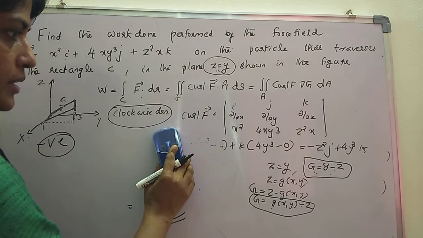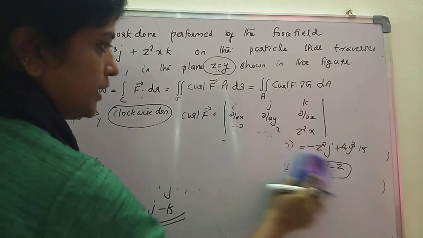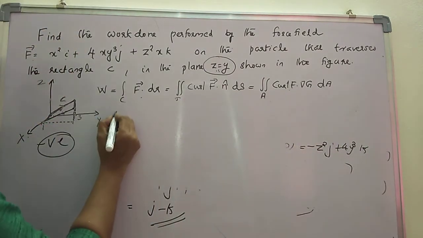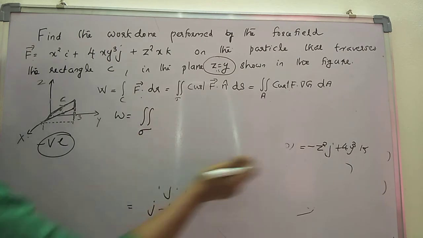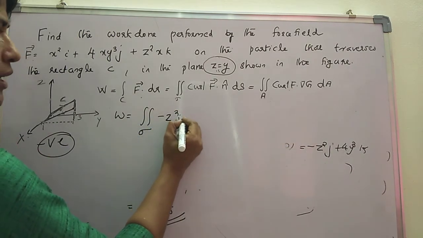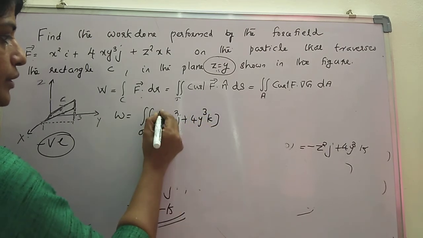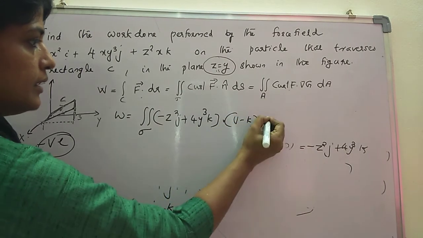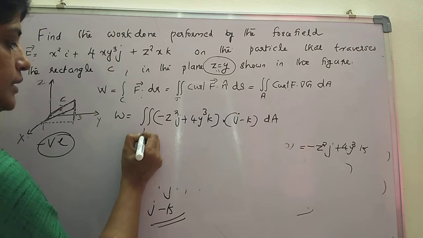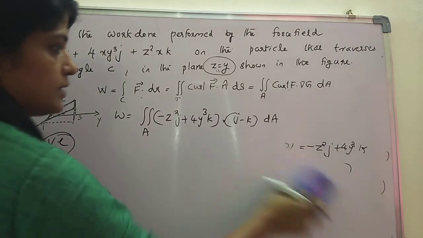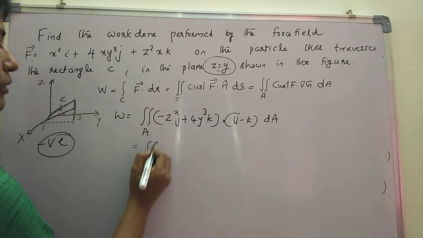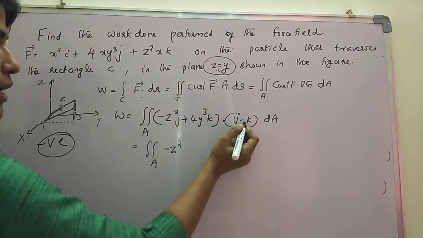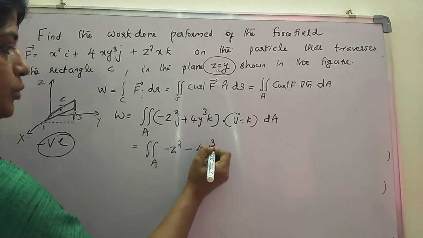Now we will substitute curl f and del g over here. Therefore, work done is equal to the double integral over sigma of curl f, which is minus z square j plus 4y cube k, dot del g, which is j minus k, dA. So over the area we are calculating it as over A. Now it is equal to the double integral over the region A of minus z square plus minus 4y cube, from the dot product.